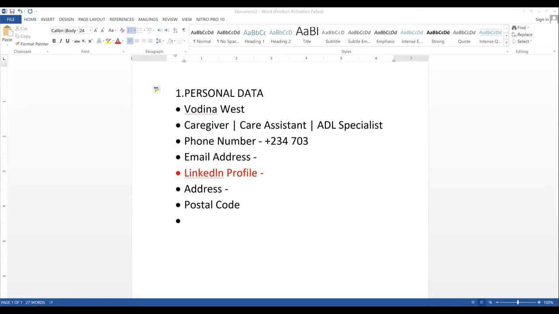So what people do is, let's say you have a middle name like Vodina Chidima West, then one will be Vodina West, the other one will be Chidima West, something like that. But if LinkedIn should find out you have more than one profile and it's the same person, they're going to shut it down. Okay? So who said, what if you don't have a postal code?